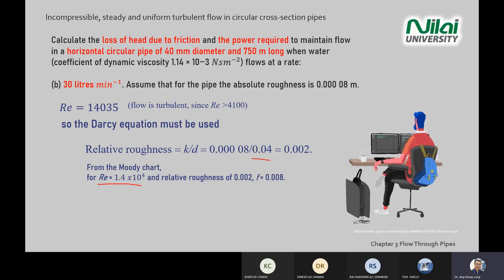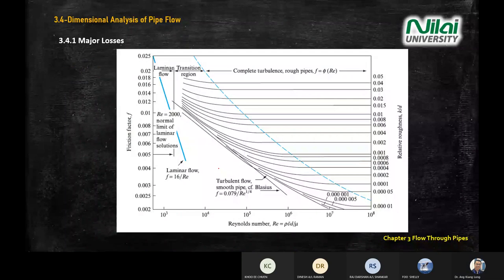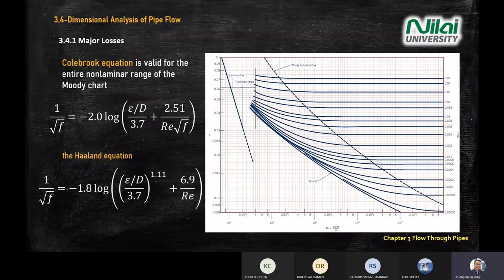From the Moody chart, with the Reynolds number you calculated and roughness divided by diameter, the intersection of these two numbers in the graph gives you 0.006, or you can use an equation to prove the value. You can use the Haaland equation to prove it. Of course, you can use Colebrook, but Colebrook is more complex because you have f on both sides and you need to solve the log. But this one has only one side with the log equation, so it's easier to solve.